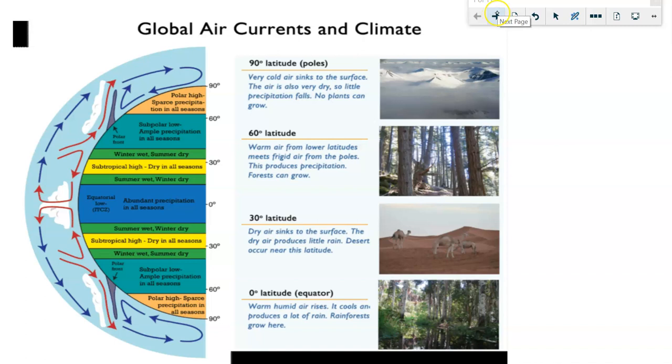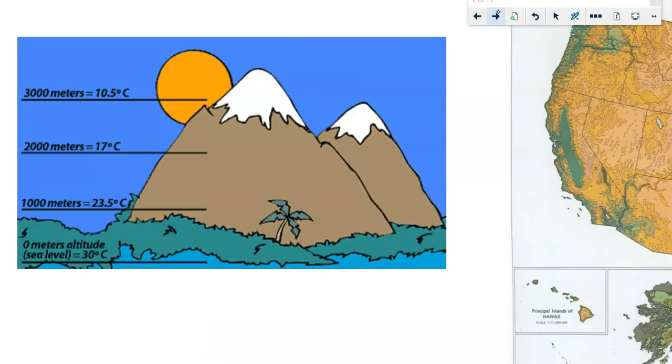To our next climate factor, which is elevation. Now, elevation, if you remember when we talked about atmospheric pressure, as we go up in elevation or altitude, the pressure goes down. That means there's less air. And so as we rise up, because there's less air, the temperature actually goes down. So how does elevation affect temperature? The higher in elevation we are, the colder the temperatures are.